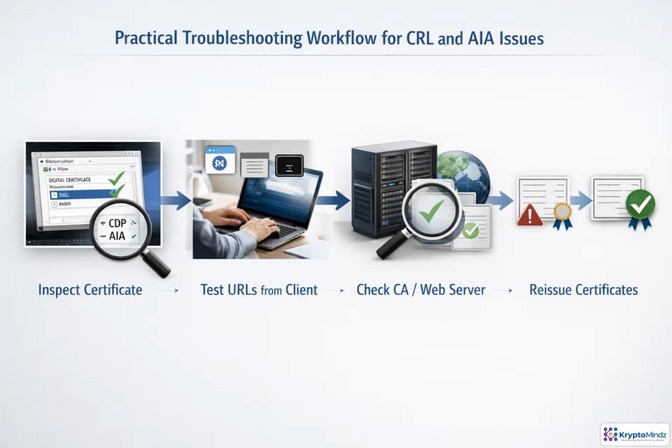When CRL or AIA validation fails, follow a repeatable process instead of guessing. Start by inspecting the certificate and reading exactly which CDP and AIA URLs it contains. Then, from the failing client, test each URL so you know whether the problem is reachability or content. Next, check the CA or web server to confirm CRLs and CA certificates are actually published. Finally, republish or correct paths, and reissue certificates only when you truly need to.